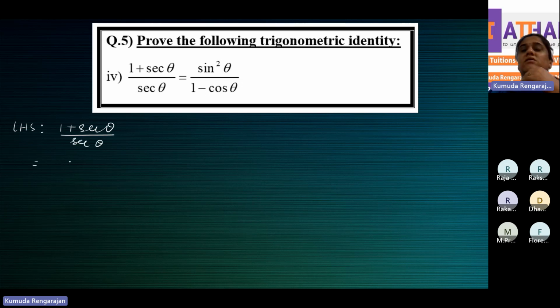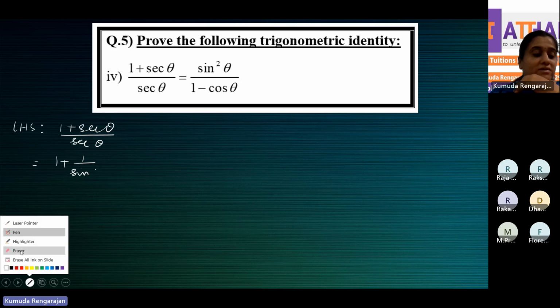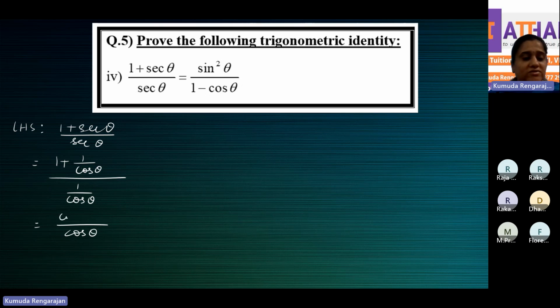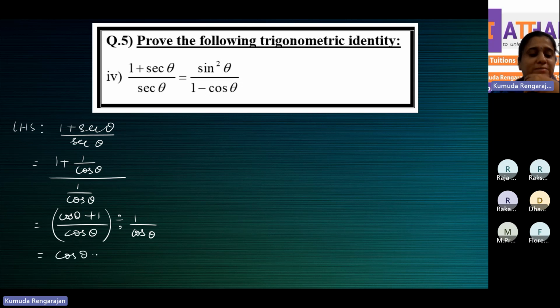So what next, children? Ratios must be converted to sine or cos. So secant theta is 1 by cos theta, divided by 1 by cos theta. Next what? In the numerator, cos theta is a common denominator. So you will get cos theta plus 1. Okay, this is the numerator divided by 1 by cos theta, correct? Correct. So this becomes cos theta plus 1 by cos theta into cos theta by 1. You can just leave that.